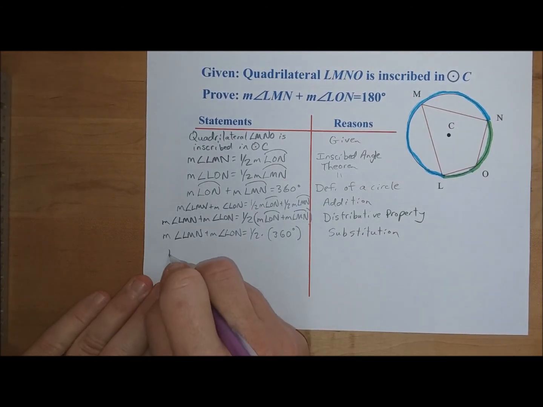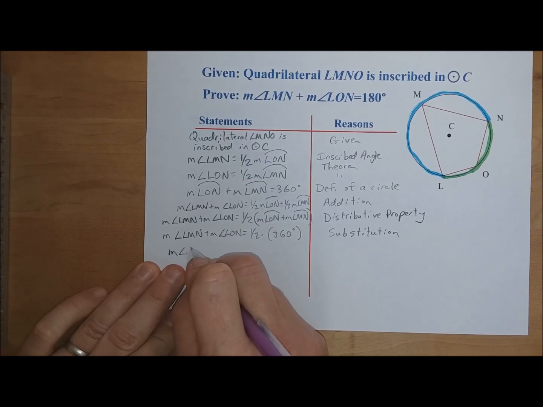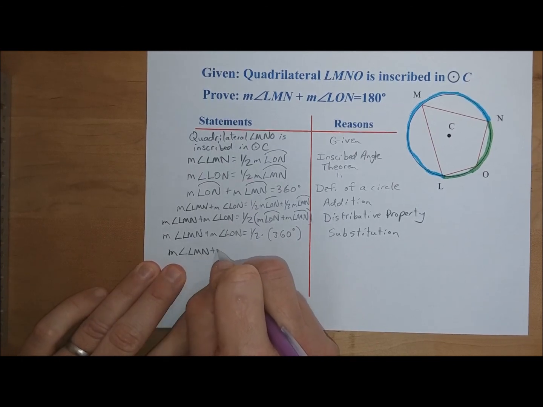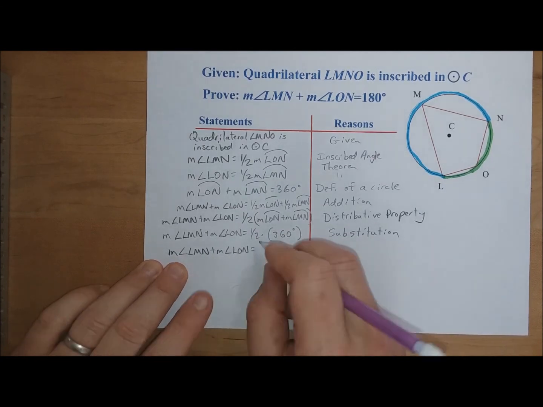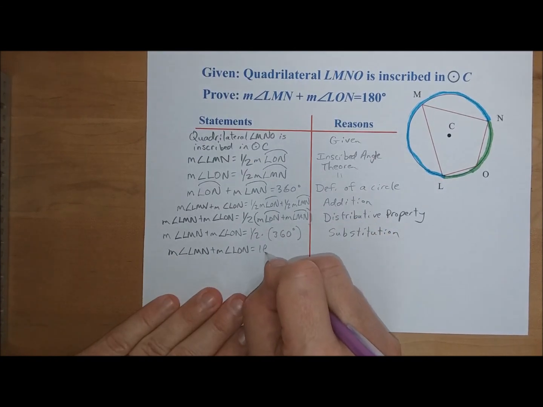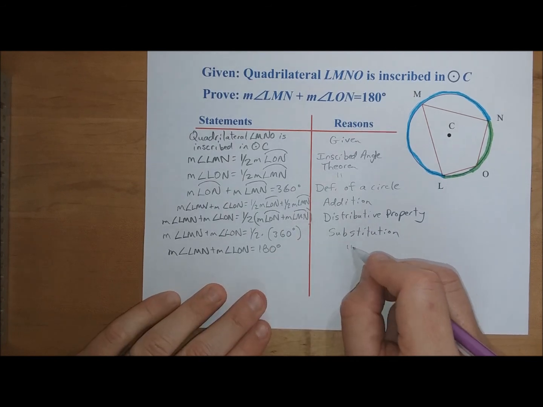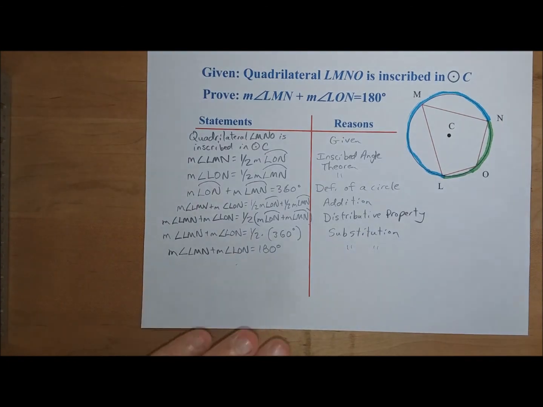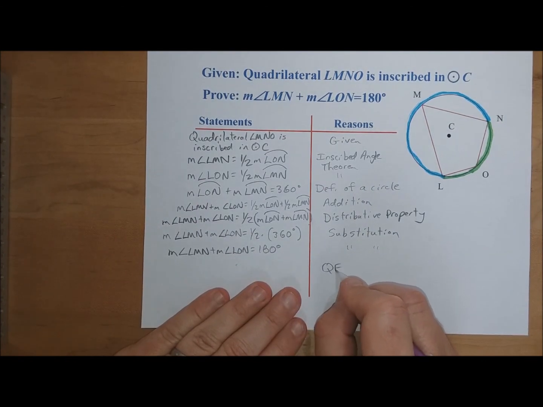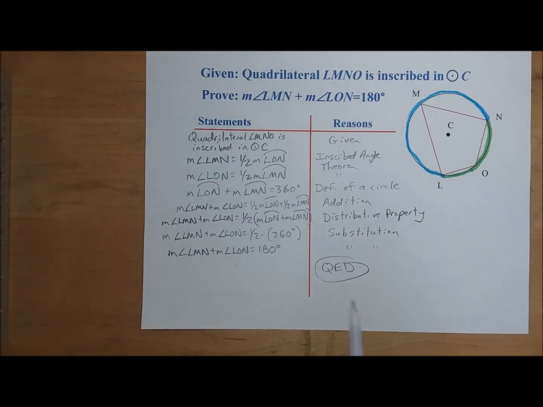And we can substitute again and say that the measure of angle LMN plus the measure of angle LON equals 1/2 times 360, which is 180 degrees. So I'll just substitute that in. Is that what we were asked to prove? Indeed it is. So we can say QED, quod erat demonstrandum, that which was to be demonstrated.